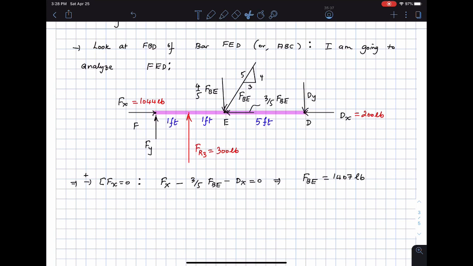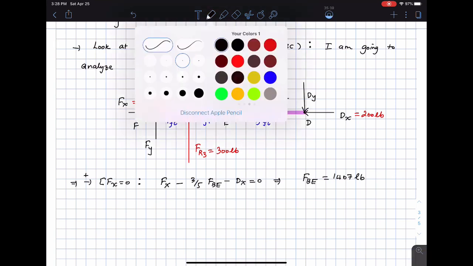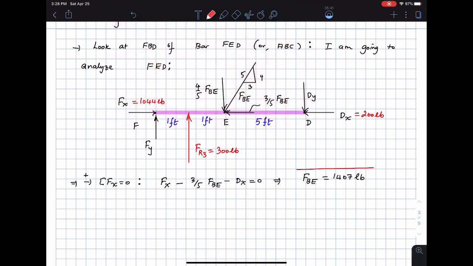1407 pounds. Okay, so if I put a box around this answer, because this is a crucial piece of information, we're almost done with this particular problem. You see, it is not that bad. If you have a basic strategy for solving these problems, it is not such a bad thing. So the first thing I would do when I look at a frame problem is strategize, see what you're going to do. Then you start taking it step by step.